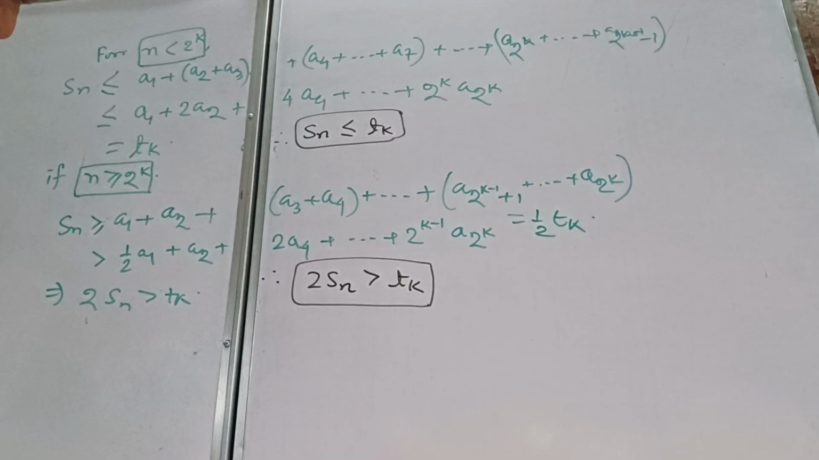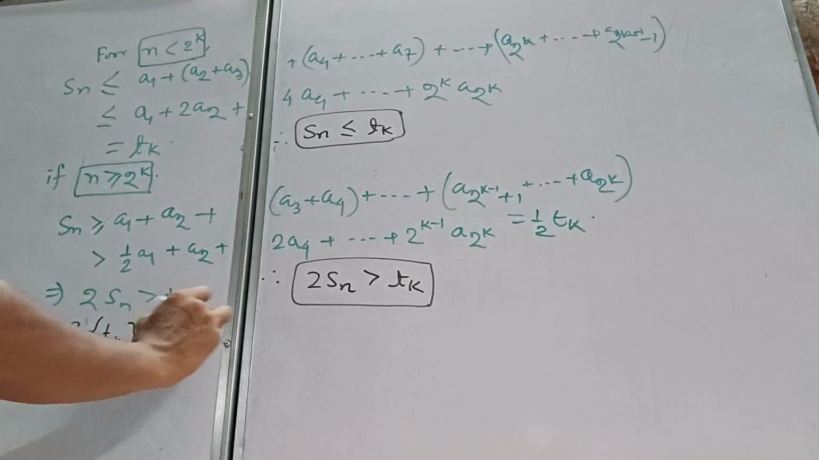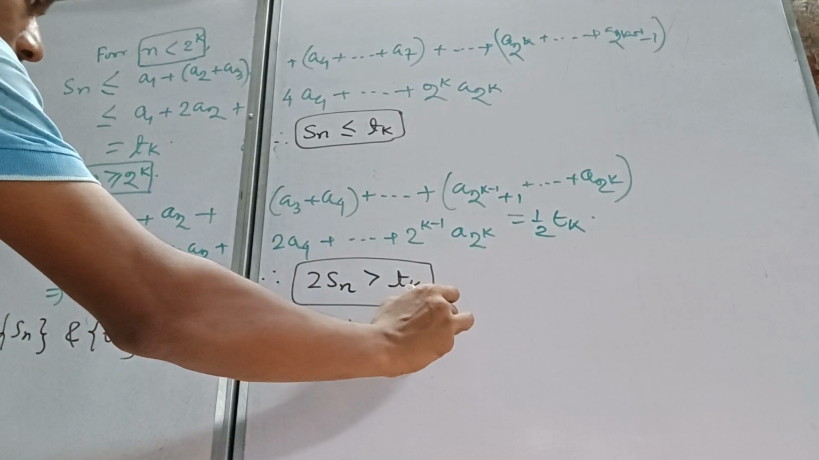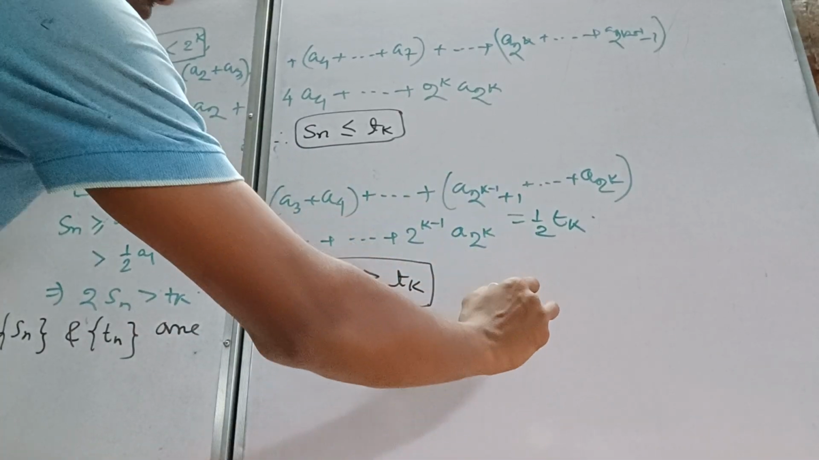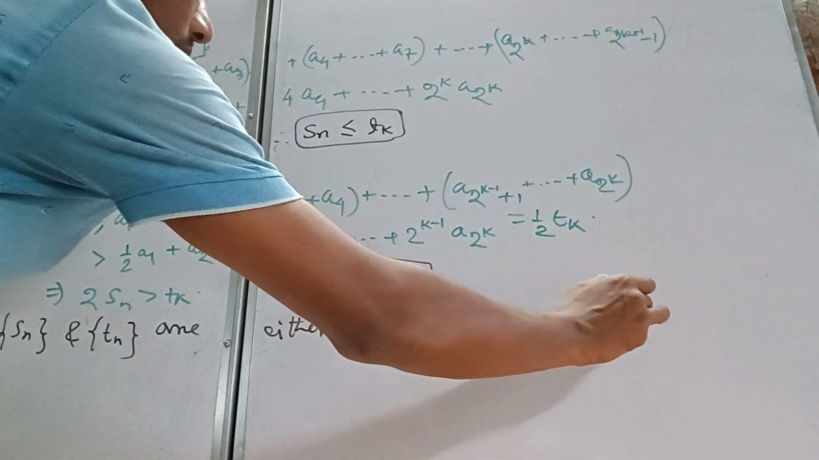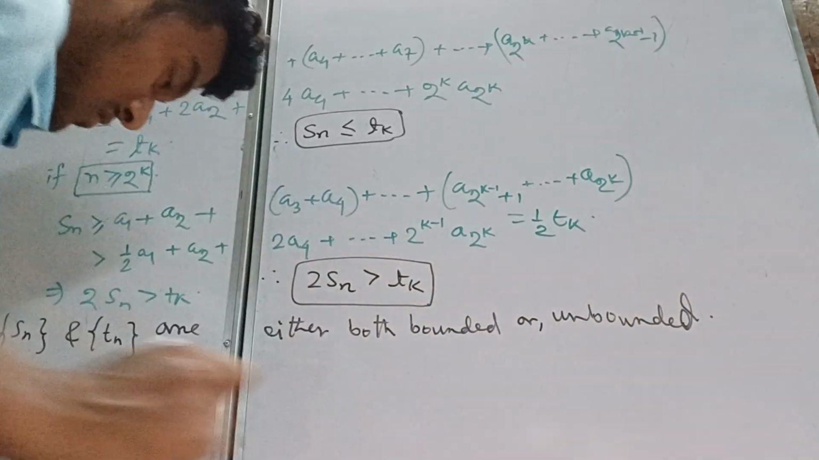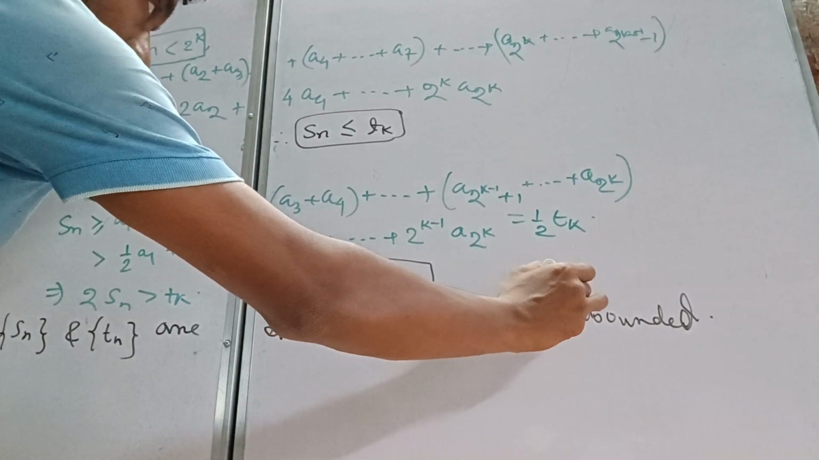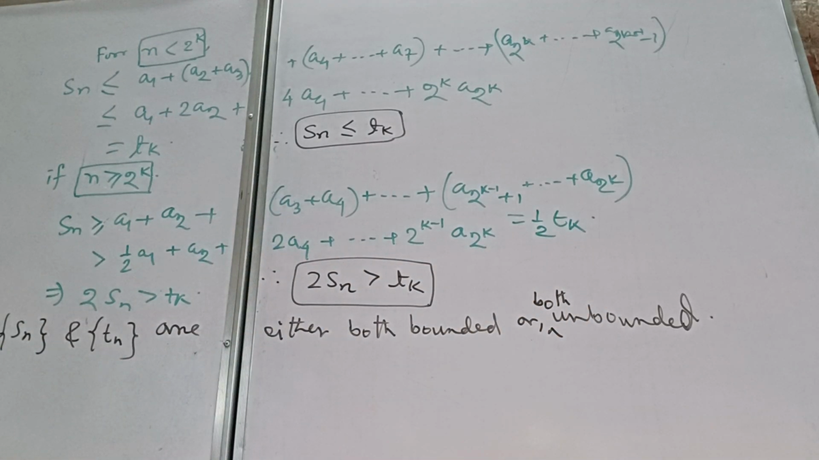Okay, then what happened? Then Sn and Tn are either both bounded or both unbounded. Okay, then what happened? Then obviously if Tk is bounded, then Sn is bounded, and so we use this theorem.